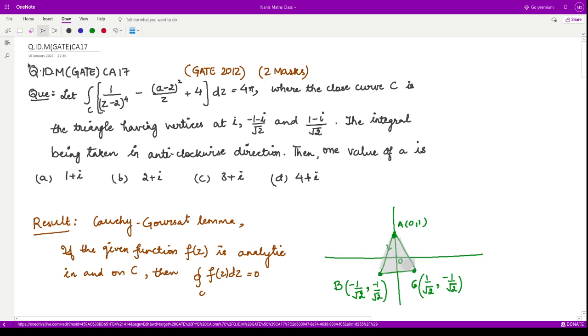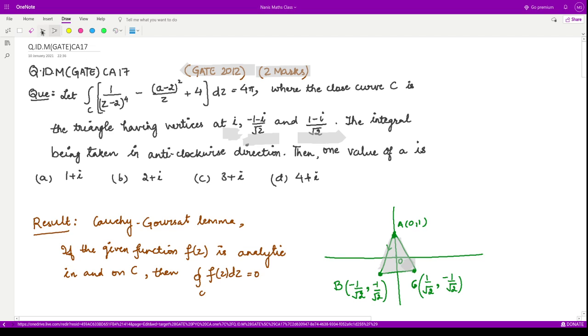This question is from GATE 2012 and it is of 2 marks. The question says, if we are given this integral is equal to 4 pi, then the closed curve C is defined by this triangle which has vertices at the points iota, -1/√2 minus iota/√2, and 1/√2 minus iota/√2.